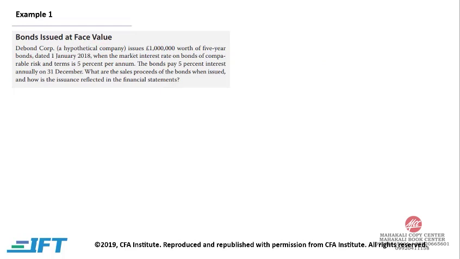D-Bond Corp issued 1 million worth of 5-year bond dated 1st January 2018 when the market interest rate on bonds of comparable risk and return is 5% per annum. The bond pays 5% interest annually, so the coupon rate is also 5%. What are the sales proceeds of the bond when issued, and how is the issuance reflected in the financial statements?